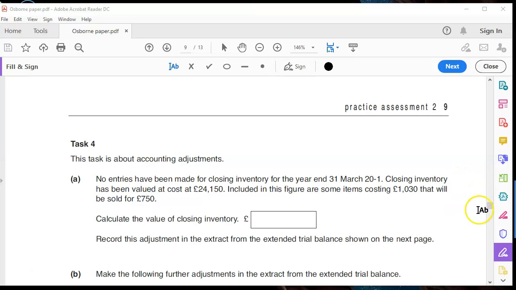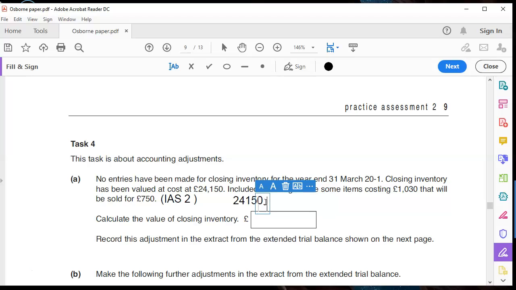So this is the video on task 4 which deals with errors in suspense account. First one we are looking at is closing inventory calculation. As you remember, when we are doing closing inventory, you follow the IAS 2 rule, which means that inventory is only valued at the lowest of the cost or the net realizable value. Currently the inventory is valued at 24,150, but included in this figure are some items costing 1,030 which will only be sold for 750.